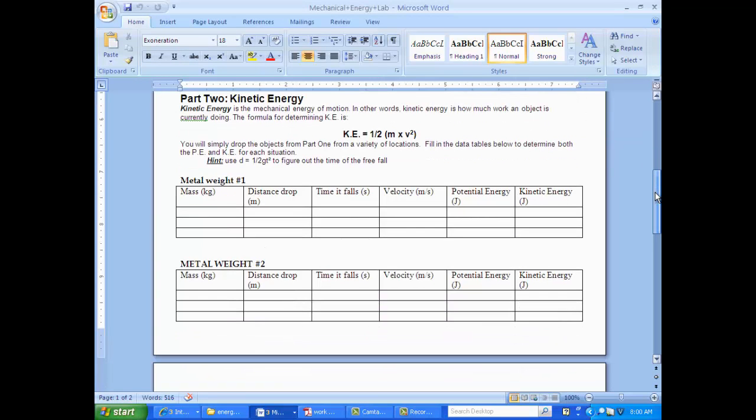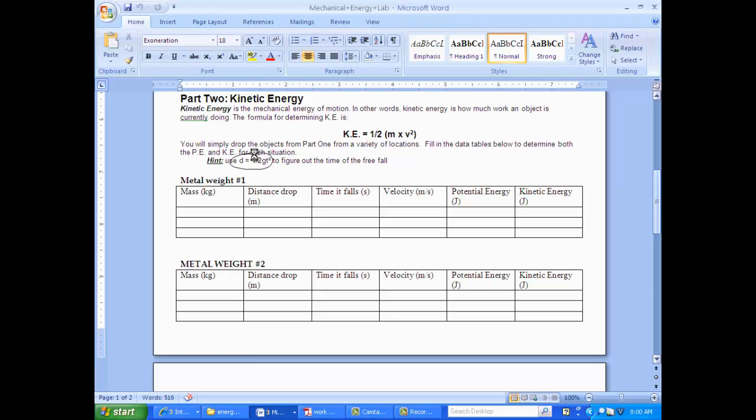Next section. This is where, when I was walking around helping kids last class, the greatest amount of confusion was. I think a lot of people forgot how to use this formula right here. I even said when we were going over this, you don't need to use a stopwatch to figure out the time an object takes to fall. We've been dealing with this formula for the whole entire year, and it's not going away anytime soon.